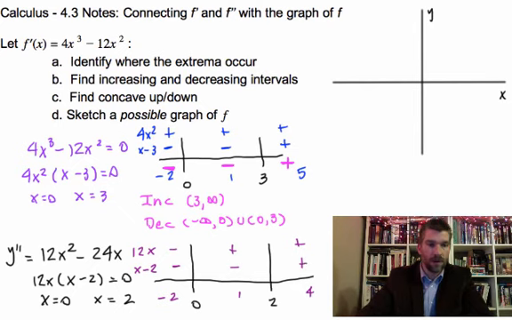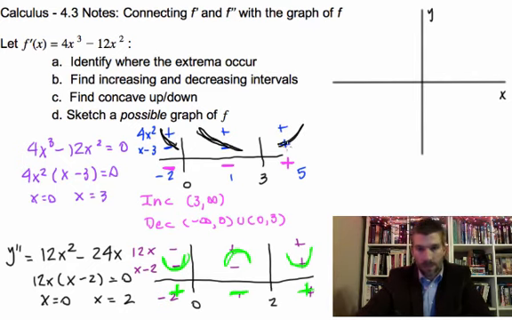So what does this mean for us? Well, I'm positive here, so that means I'm concave up. I'm negative here, which means I'm concave down. And I'm positive here, which means I'm concave up. Now, let's go back up here and check this out. I'm negative, so I'm decreasing. I'm negative again, so I'm decreasing. And then I'm positive, so I'm increasing. So we're going to add all this together, and we're going to graph it over here on my graph.